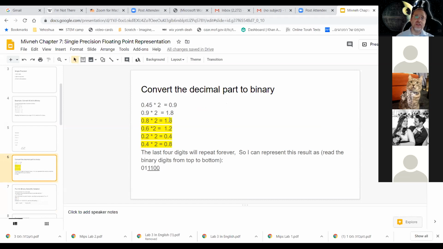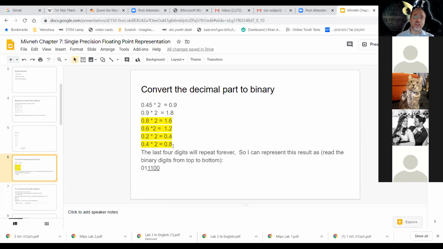0.8 times 2 gives 1.6. Again, we ignore the 1 and just take the 0.6, just like we ignored the 0 here. We're always going to ignore what's on the left of the point. So 0.6 times 2 is 1.2. Again, we leave the 1 there and just take the 0.2 over. 0.2 times 2 is 0.4, and we take the 0.4 and multiply it.